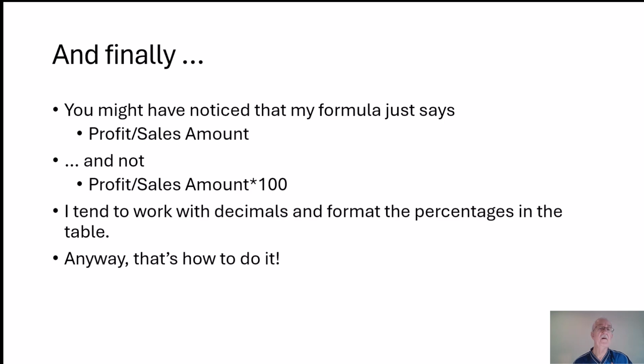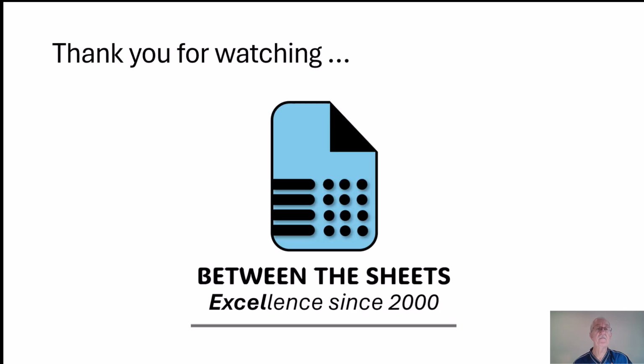And finally, you might have noticed that my formula just says profit divided by sales amount, and not profit divided by sales amount times 100. That's because I tend to work with decimals and format the percentages in the table itself. Anyway, that's how to do it.